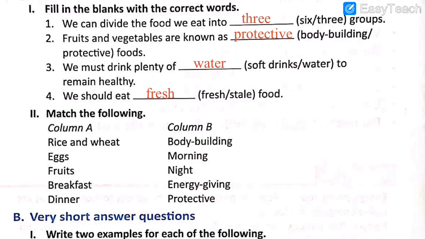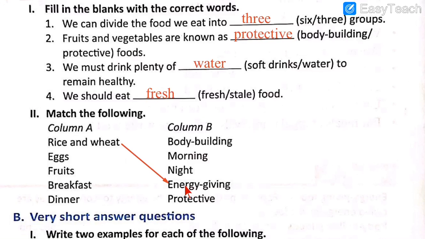So the first one that is given, rice and wheat. Rice and wheat come under the category of energy giving food. We know that rice, wheat, sugar give us energy to work and play and they are called energy giving food. So let's match that. Question number 1, rice and wheat, you will match with option number 4, that is the 4th option, energy giving food.